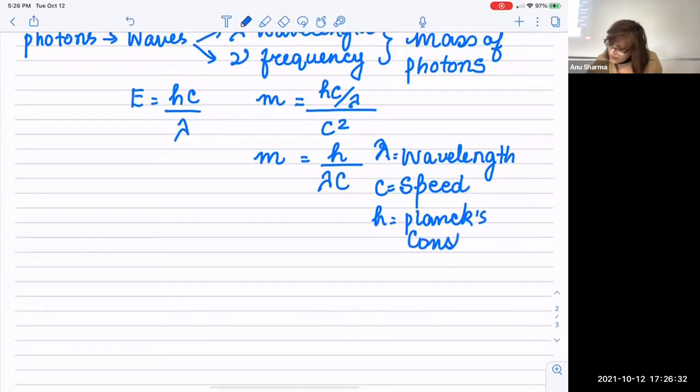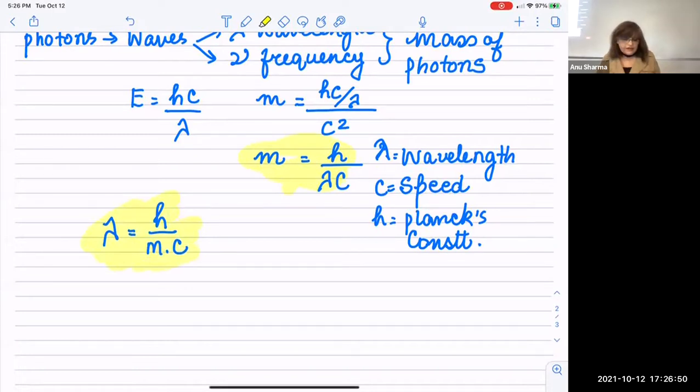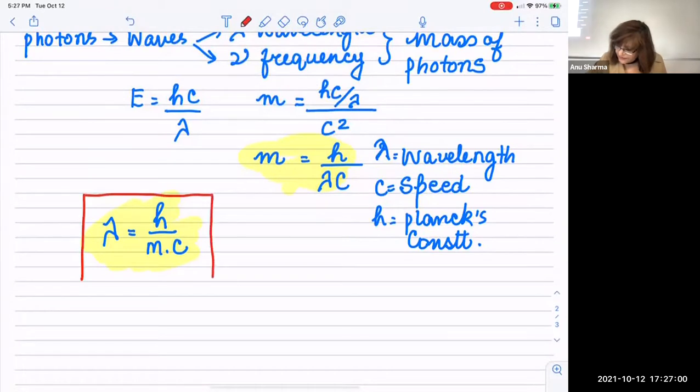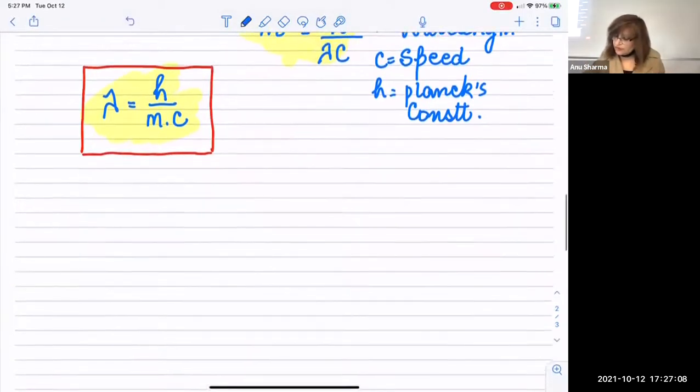Now, when you rearrange this, wavelength is equal to h over mc. This whole equation can be rearranged. This piece right here can be rearranged if you need to find a wavelength. This is going to be your one equation where you can put the values in and get the data. I'm going to do some of the problems later because we have a lot of theory to cover.